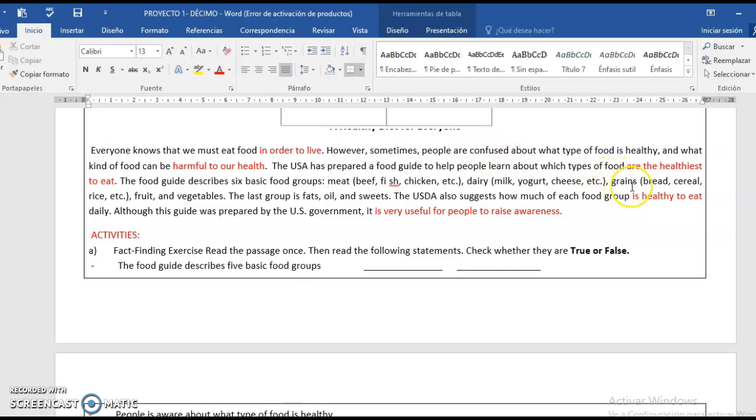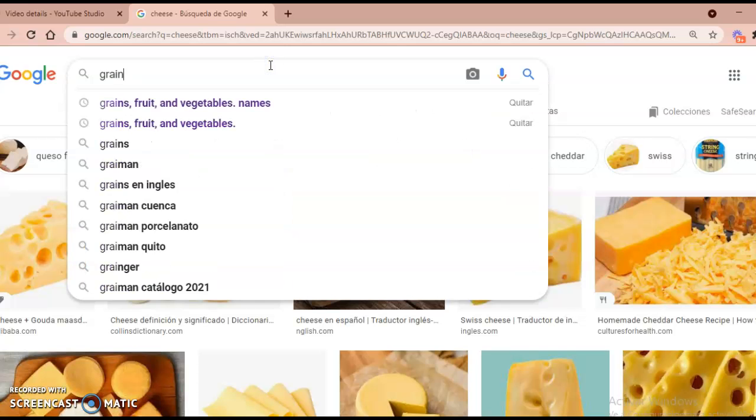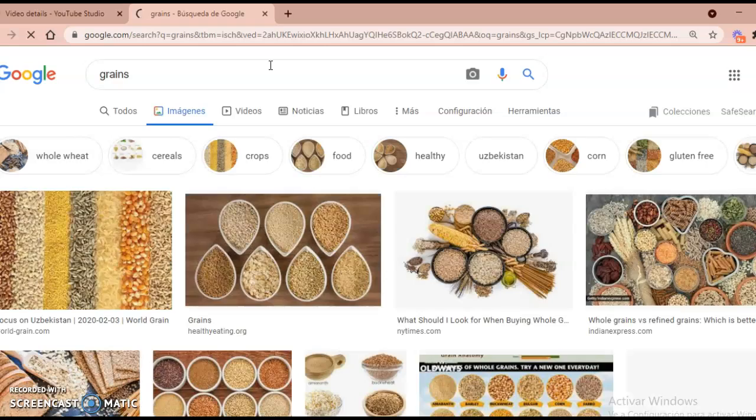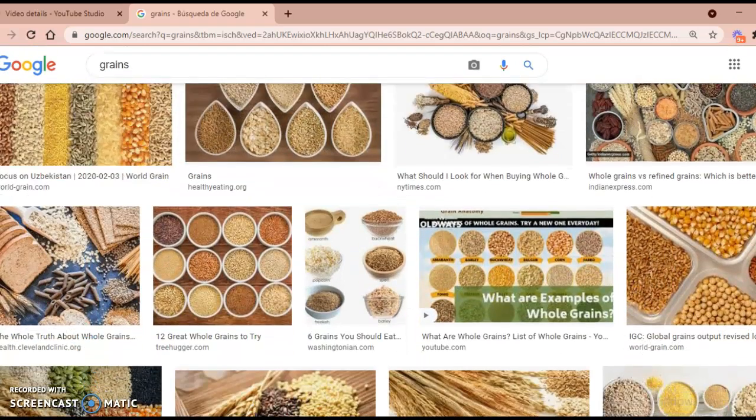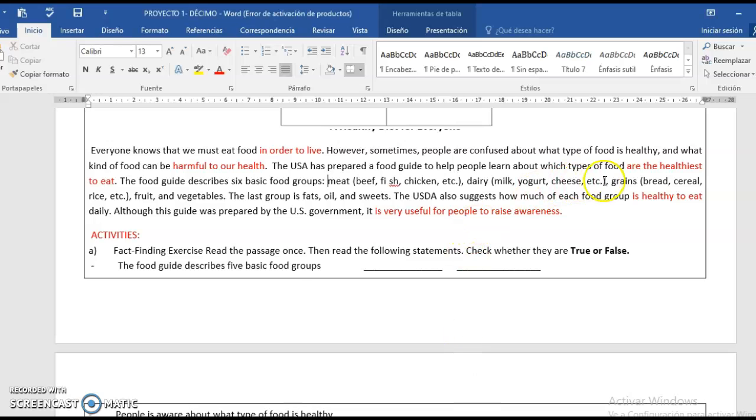Group number 3, grains. And what are grains? Let's find in our Google Internet. Grains. Grains are related to everything that is like this, right? These are grains in English. Grains, bread, cereal, rice, etc.